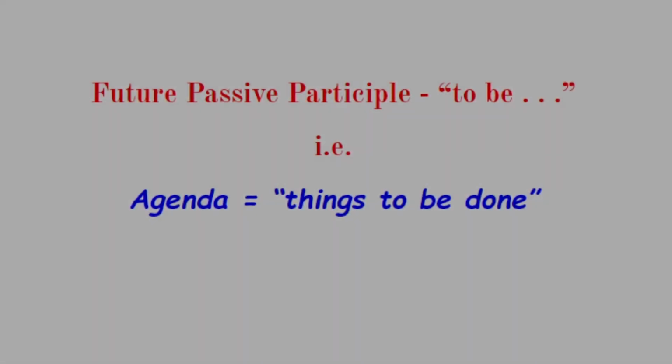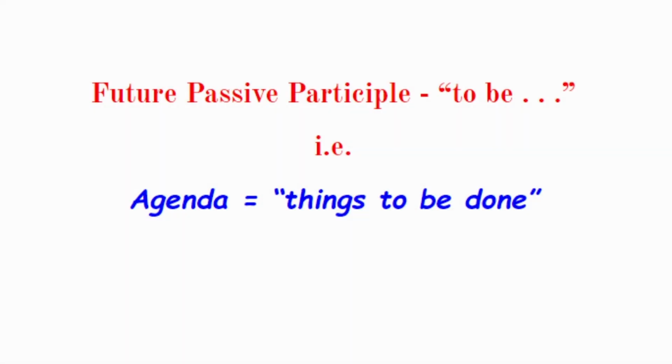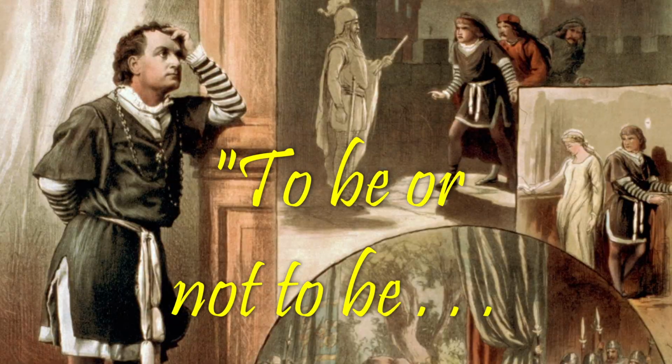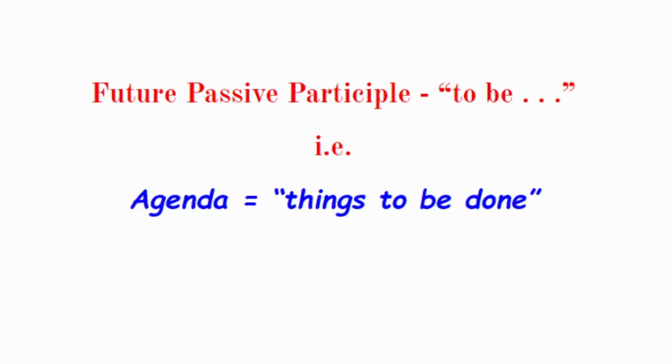And finally, the future passive participle. The future passive participle is translated "to be," but it's not the same "to be" as the present passive infinitive, to be loved. This is a different kind of "to be," if that makes sense. Well, for instance, look at the English word agenda. In Latin, that is agenda, things to be done.